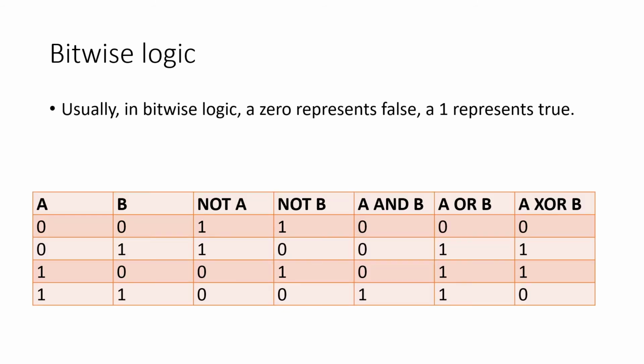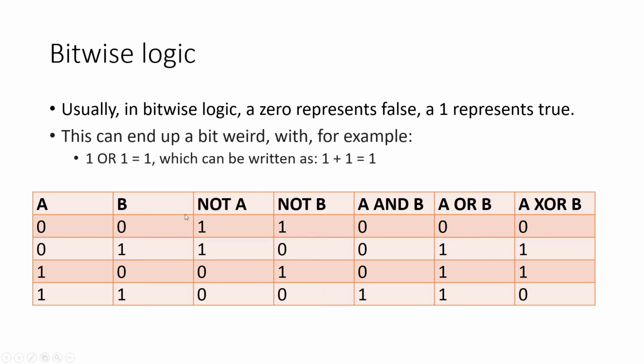Okay, bitwise logic. In bitwise logic, a 0 represents false, typically, and a 1 represents true. So here's all the truth tables so far presented as bitwise equivalents. So if you get 1 or 1, you get the answer of 1, which looks a little bit weird, especially when you write OR as a plus symbol. You can say 1 plus 1 equals 1.